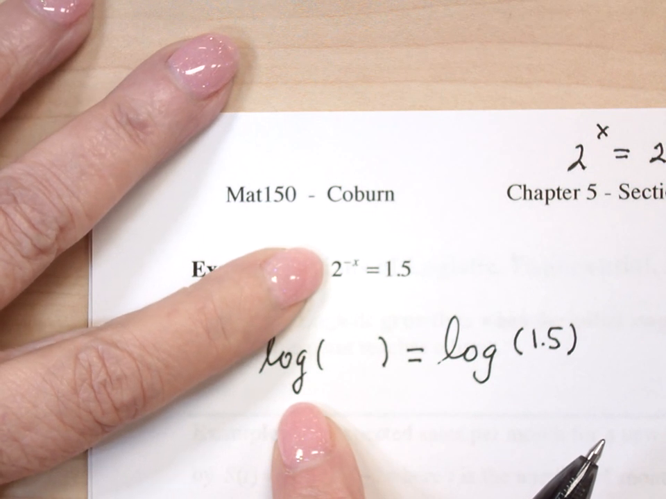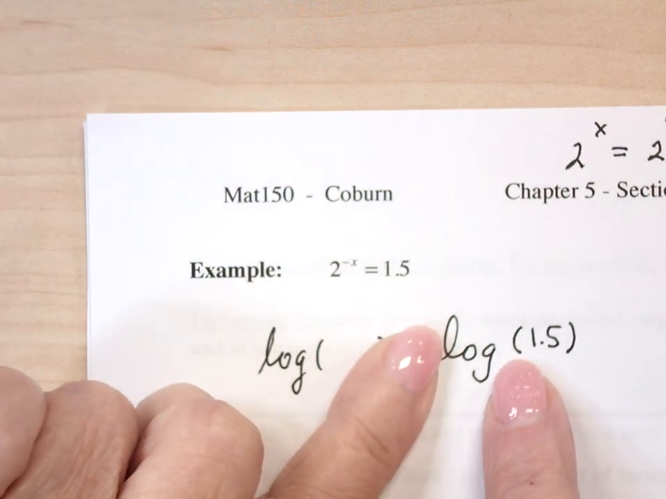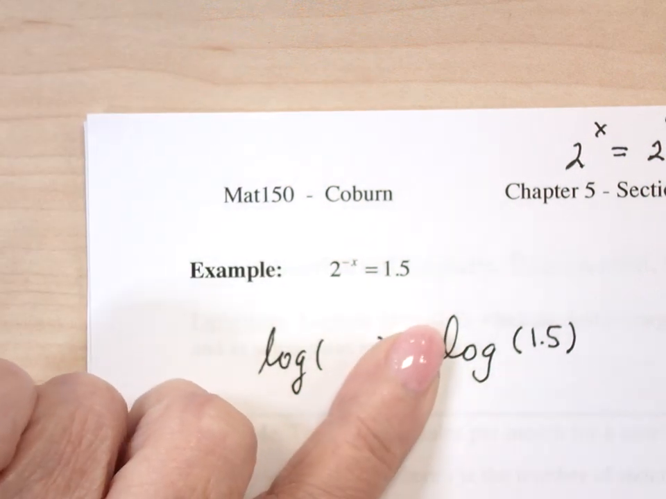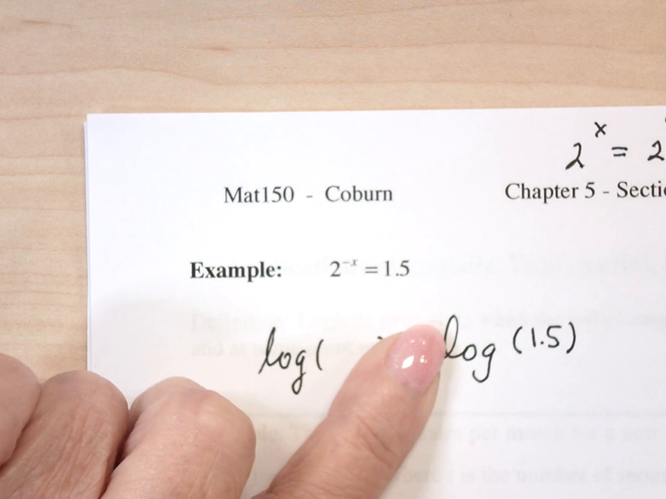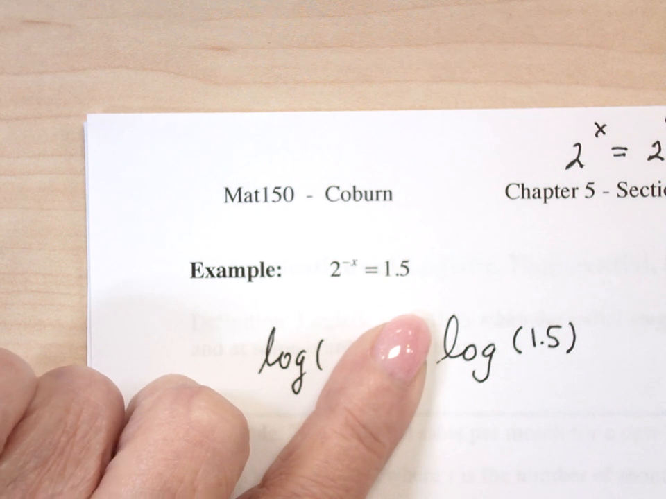Well, the answer is yes. But what's the problem? The problem is I'm going to need to find log base 2 of 1.5 in order to get a numerical value. And we know we have to use the change of base formula for that, unless we have that program built into our calculator.